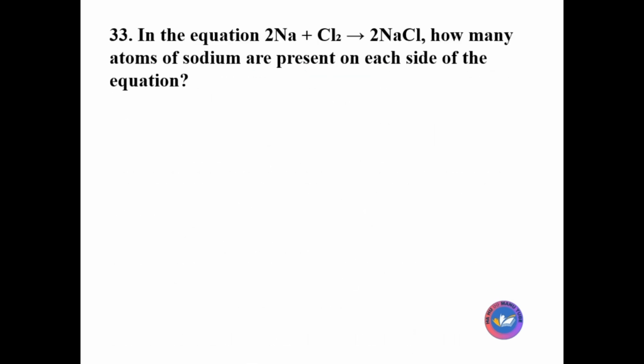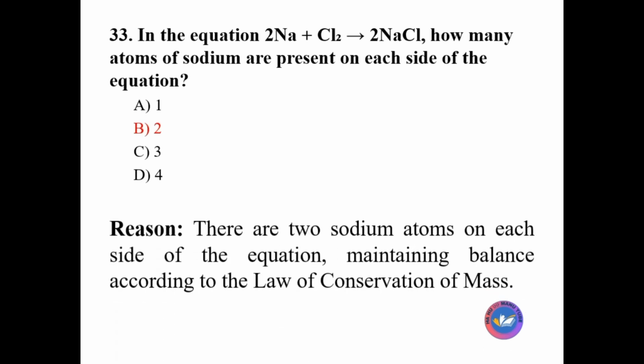Question number 33. In the equation 2Na plus Cl2 gives 2NaCl, how many atoms of sodium are present on each side of the equation? A. 1, B. 2, C. 3, D. 4. The answer will be 2. There are 2 sodium atoms on each side of the equation, maintaining balance according to the law of conservation of mass.